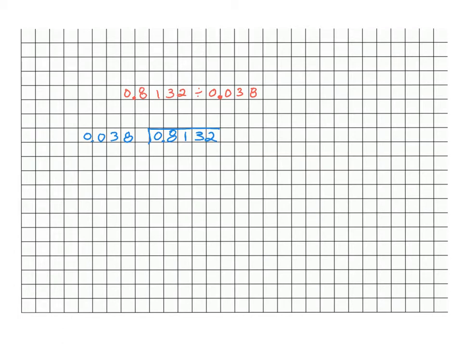Now, when I go through and do this, I'm going to first of all figure out the placement of the decimal point. In the divisor, the decimal point is right here, and I need to move that decimal point so it becomes a whole number.